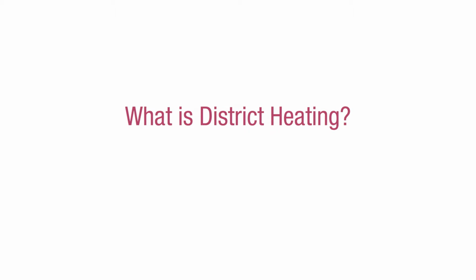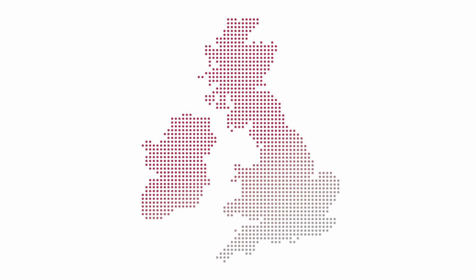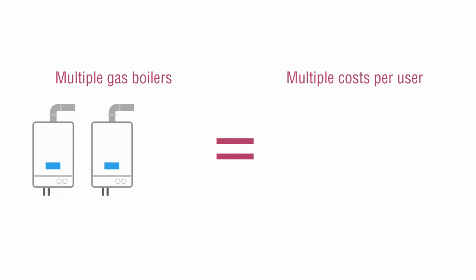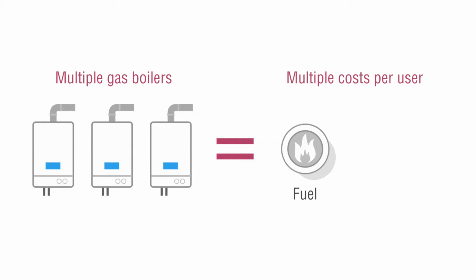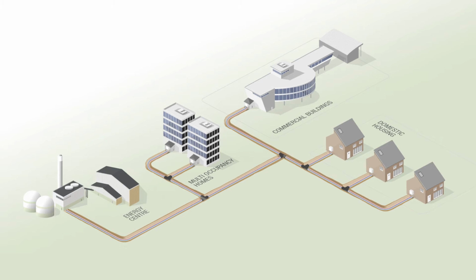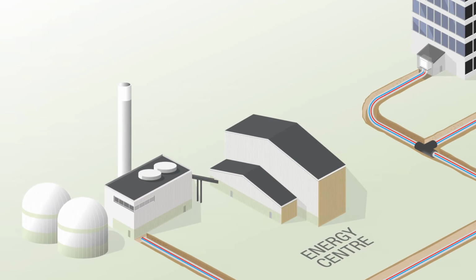What is district heating? Currently in the UK, the most popular heating system is an individual gas boiler. However, this is not the most efficient method. District heating is the concept of one large central boiler instead of many individual boilers.